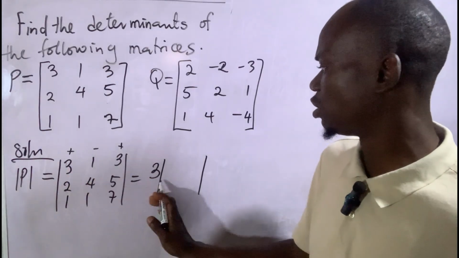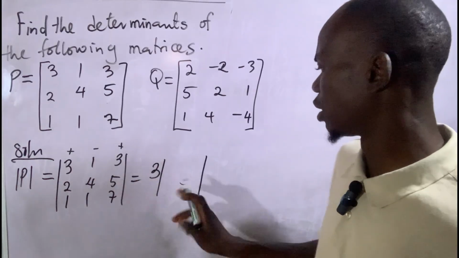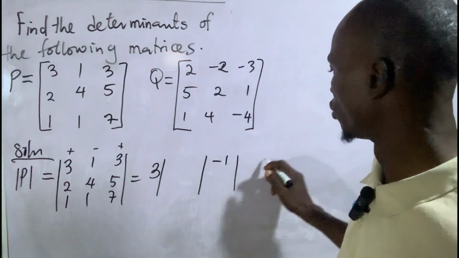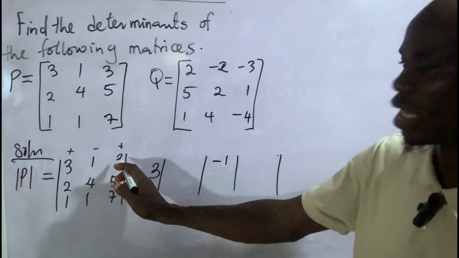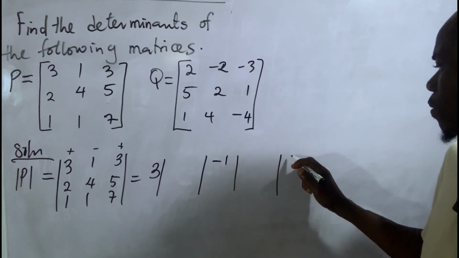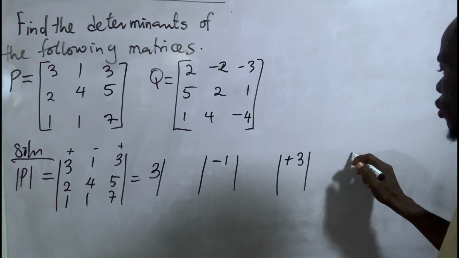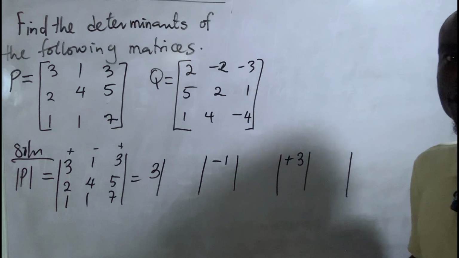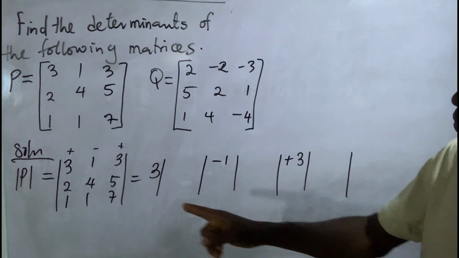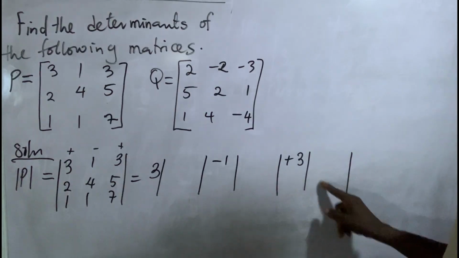So the first one is positive 3. Then you open a 2 by 2 matrix. The next is negative 1. Then the 2 by 2 matrix. Then the last one is positive 3. Plus 3. And the 2 by 2 matrix. So having done this, we can now look at the elements that will fill in each of these 2 by 2 matrices.